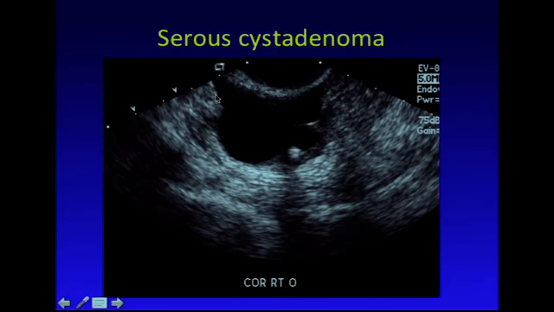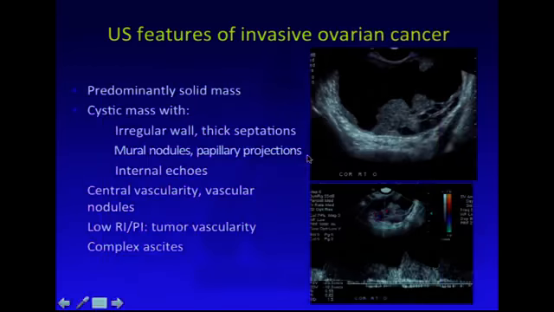This is another example. So this would be kind of an indeterminate lesion, or we could be a little nervous, maybe recommend an MR just to confirm that there is no enhancement, because there were a couple of septations, maybe the wall here is a little bit thick, but this was also a serous cystadenoma.